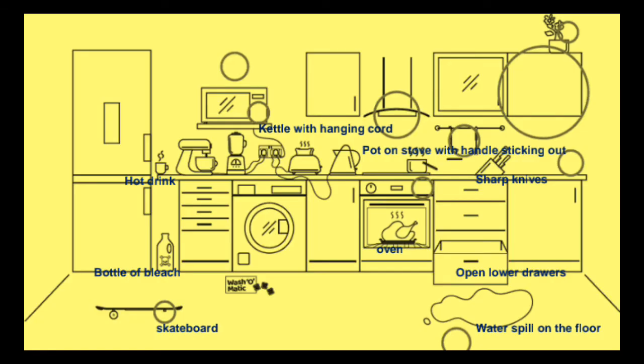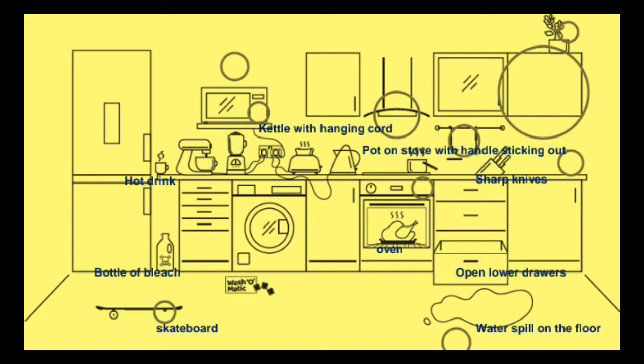Now, let's have another activity. But this time, you are going to give me the risk. Okay? Number 1, kettle with hanging cord. What will happen? Okay, it will result in burn or scald. Pan on the stove with handle sticking out. Okay, maaari din tayong mapaso. Another, sharp knives. What will be the result? Knife cuts or lacerations.